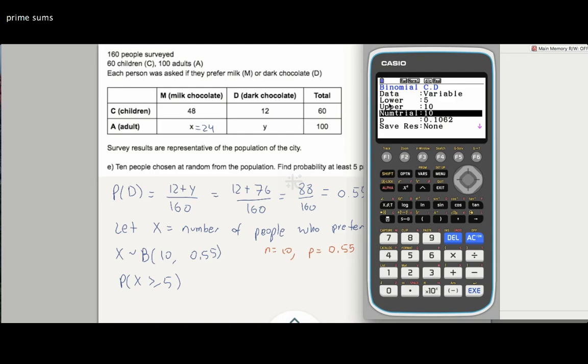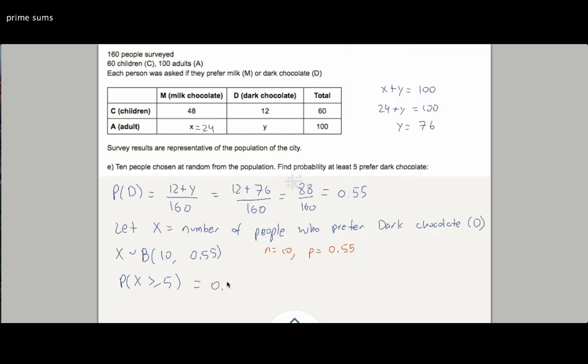Num trials n is 10, and lowercase p is 0.55. We have these values here. Execute, and we get 0.738437. So rounded to 3 significant figures, 0.738. So that's the answer to part E: the probability that at least 5 people prefer dark chocolate is equal to 0.738.